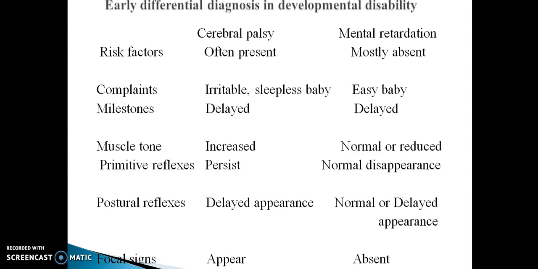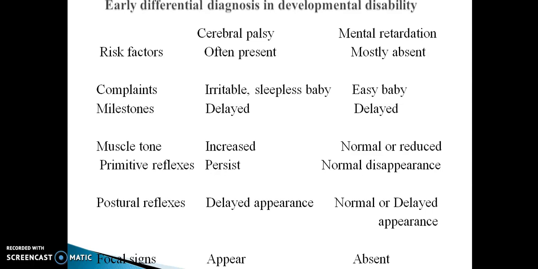For complaints, for cerebral palsy, the complaint from the parents will be that the child is a highly irritable and sleepless baby. For a mentally retarded child, the mother or the parents will say that the child is an easy baby. The child is not an irritable baby. For milestone delay, for cerebral palsy children, the early motor milestones will be delayed. For a pure mentally retarded child, we are talking about purely mental retardation without any kind of epileptic or any other problem.